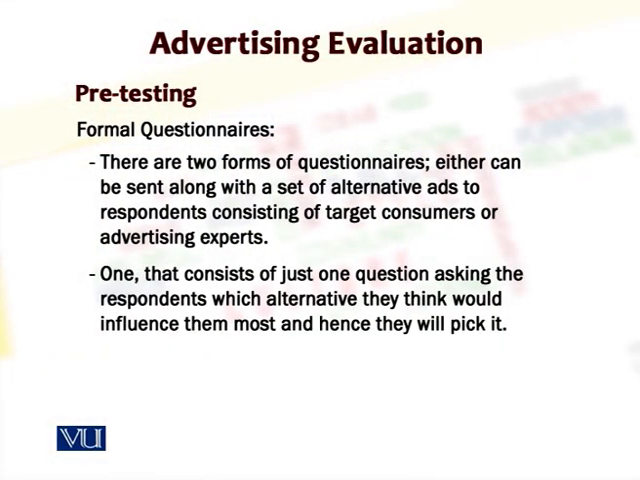And therefore, what you do is you put together a set of alternatives and send those to those respondents, asking them about their feedback in terms of which set of alternatives is more effective. In other words, which is the set which they think they will be influenced by most. This is a direct rating method which works for organizations, and as long as they are confident about choosing the right respondents, the response they get could be very accurate.